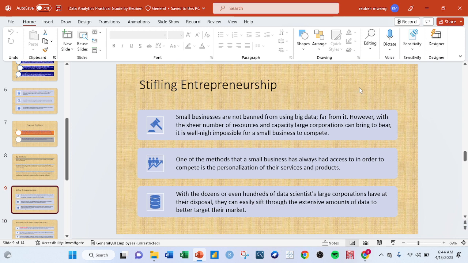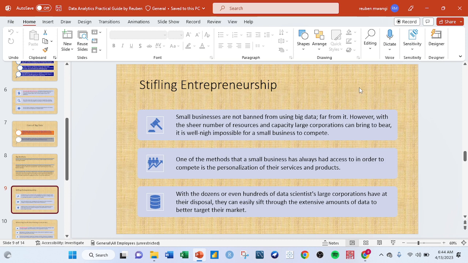Large corporations have an advantage because they have resources, they have well-equipped data scientists who have knowledge about how to use data, how to analyze it, and how to make the best decisions. So we are also talking of one of the methods that small businesses have always had access to in order to compete in the personalization of their services and products.